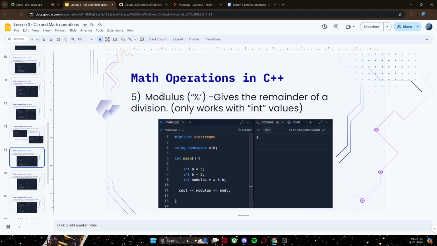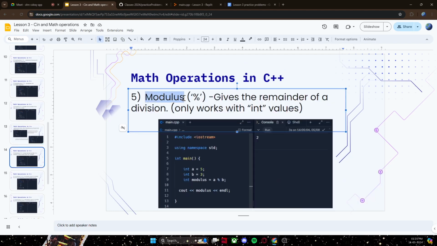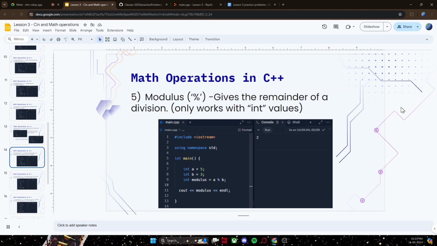Yeah. The fifth one is modulus. The operator for this is the percent symbol. So it basically gives you the remainder of a division. And it only works with int values. So double values do not work for modulus. It only works with int values.